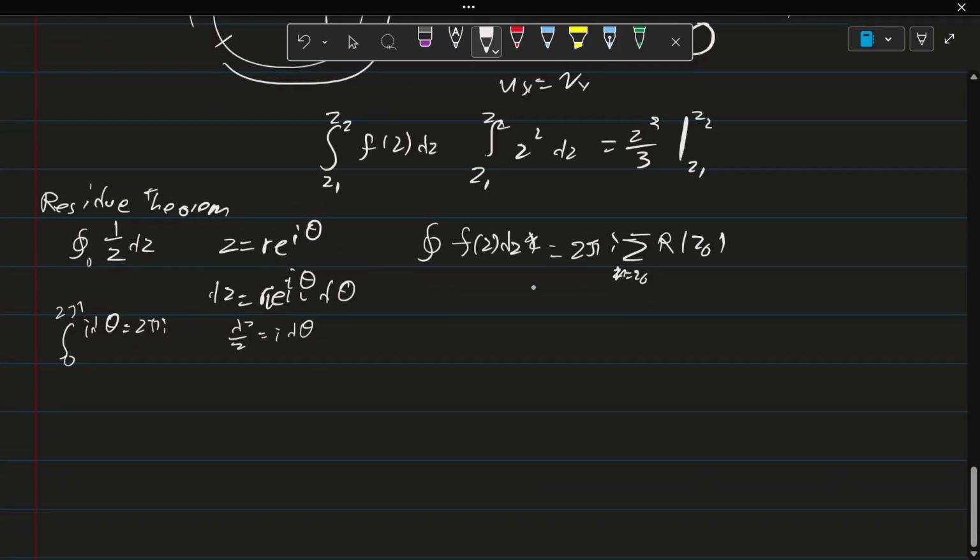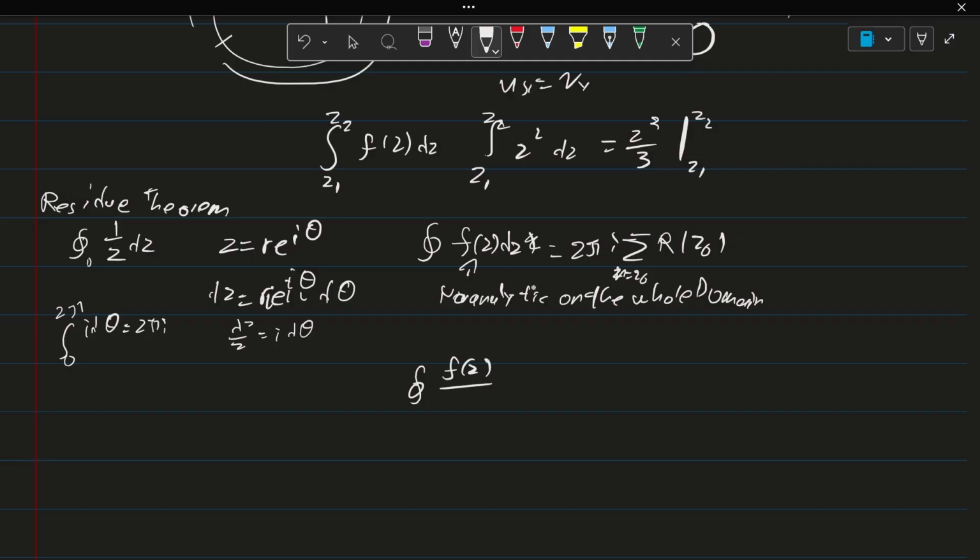But if we try to re-express this, so this is non-analytic on the whole domain. But what we could do is re-express this because we're assuming this to have only simple poles. We could just re-express this as f(z) over z minus z0 dz. And we do the same thing. It's 2 pi i times the residue at z0. But this time we'll just assume this f to be analytic.